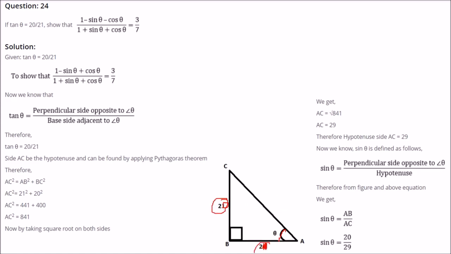20 square plus 21 square. 20 square is 400, 21 square is 441. When you add this, it is 841. When you take the root, 841 is nothing but 29 square. So you get 29 here.